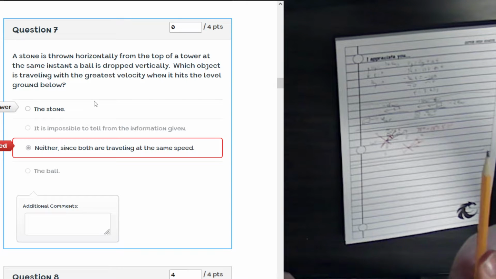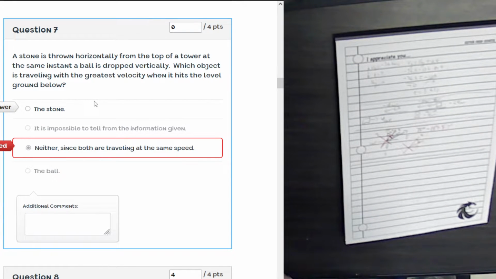Stone that's thrown horizontally from the top of the tower is traveling with its greatest velocity when it hits the ground below.